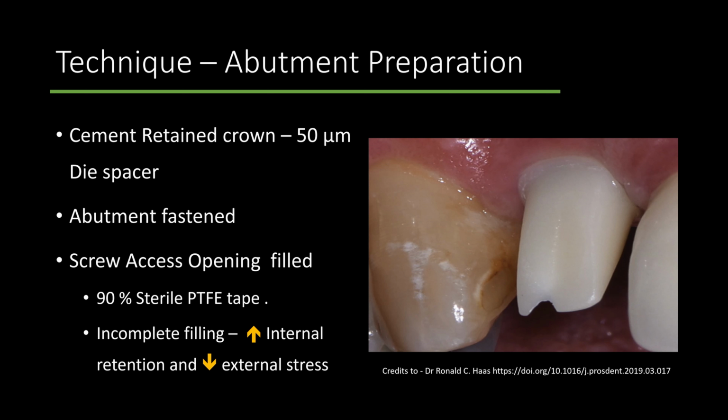The screw access opening is filled 90% with sterilized polytetrafluoroethylene, Teflon pipe thread seal tape. Filling the access opening incompletely has been shown to retain cement internally and decrease external excess.